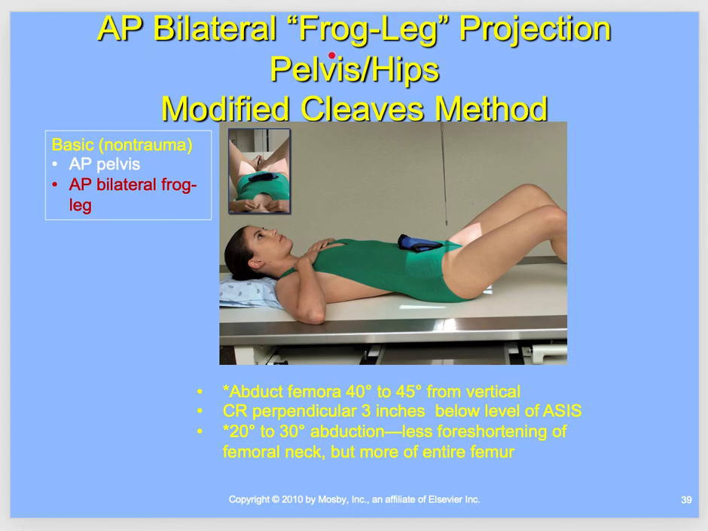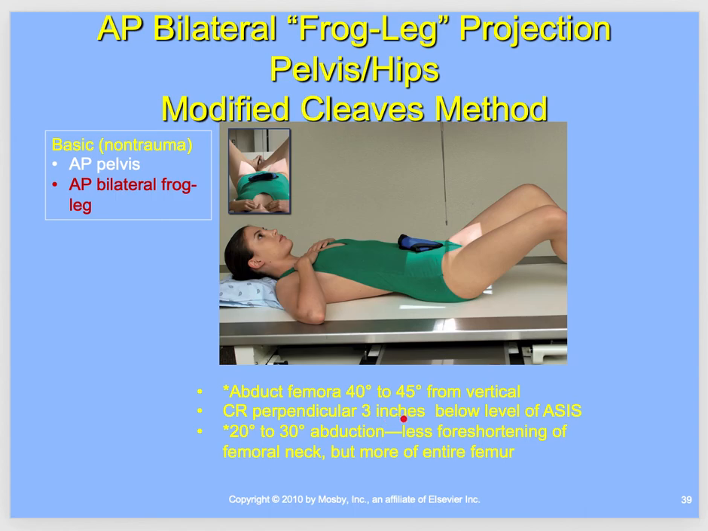So AP bilateral frog leg projection, pelvis and hips. This is modified Cleaves method. So make sure you know the method name, modified Cleaves. This is if you're doing both frog legs, okay? So you're going to abduct the femurs 40 to 45 from vertical, okay?